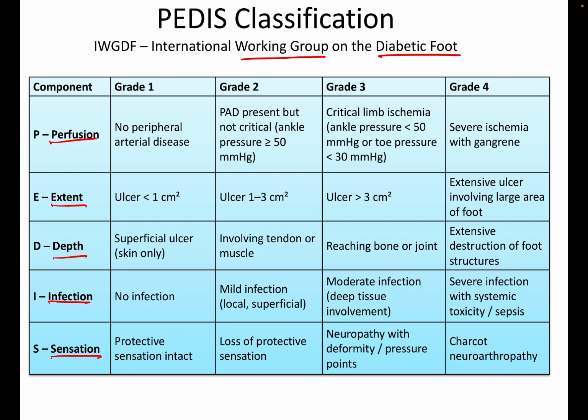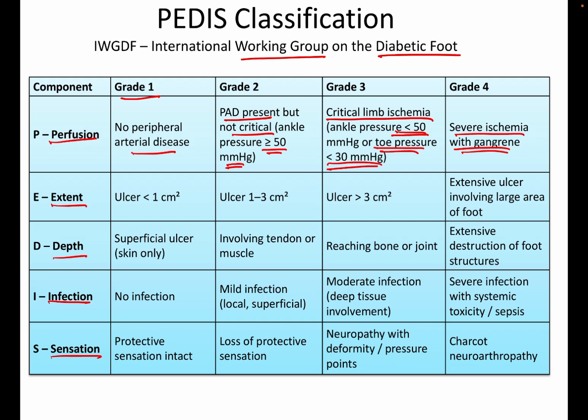So here in grade 1, there will be no peripheral arterial disease. In grade 2, PAD is present but not critical. The ankle pressure is greater than or equal to 50 mm Hg. In grade 3, there will be critical limb ischemia. Ankle pressure is less than 50 mm Hg or toe pressure less than 30 mm Hg. In grade 4, severe ischemia with gangrene will be present.